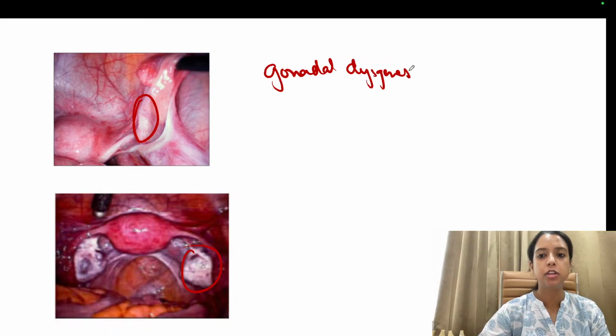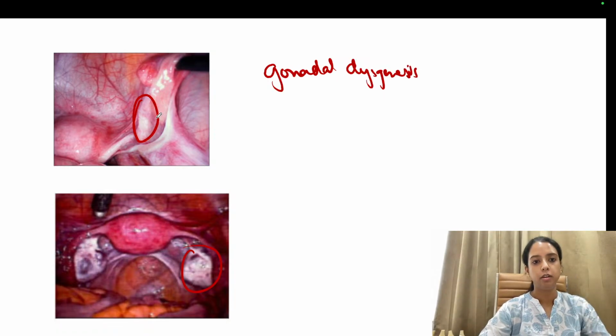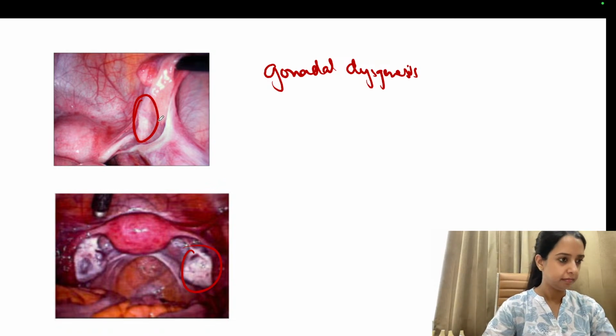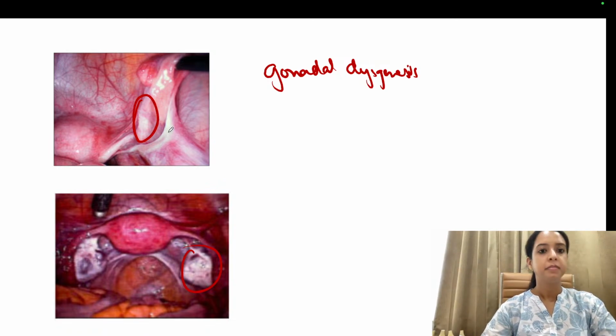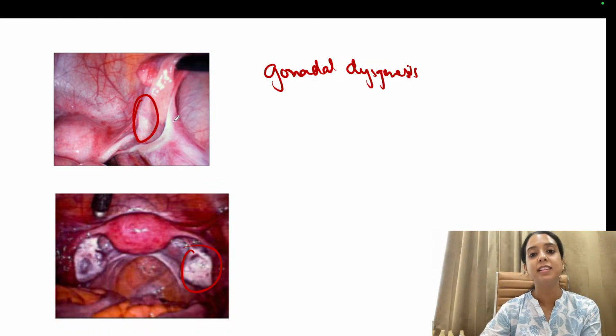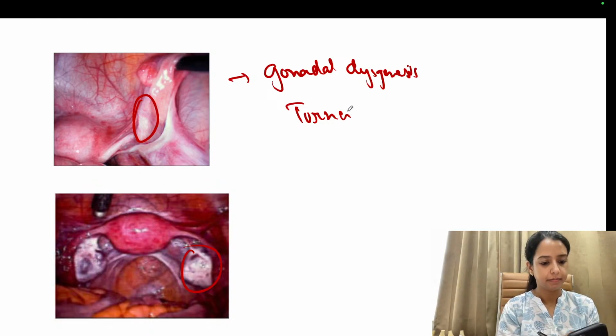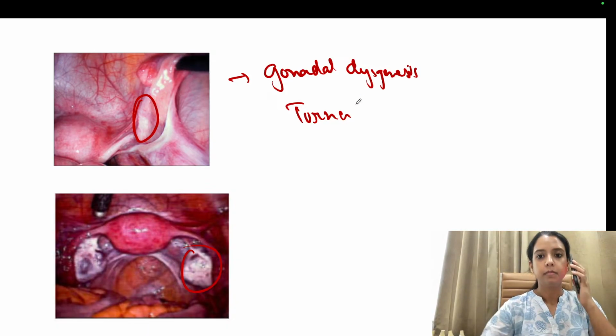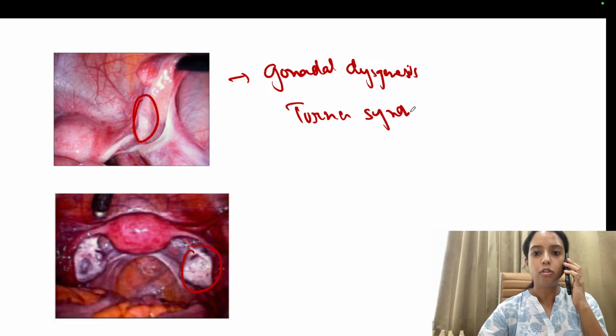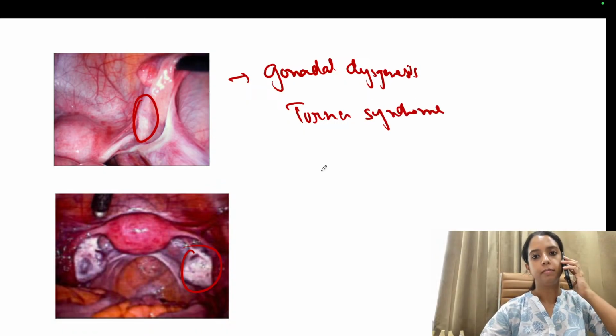If a question comes, patient of primary amenorrhea, this ultrasound, what will you say? What will you tell this patient when there are streak gonads? Primary amenorrhea, streak gonads. What is it? Gonadal dysgenesis. Most common cause of gonadal dysgenesis, Turner syndrome.